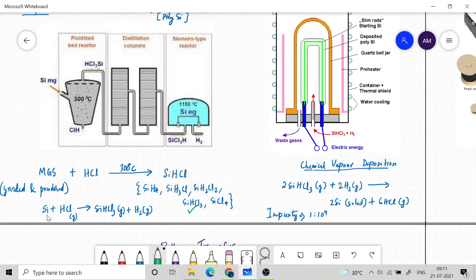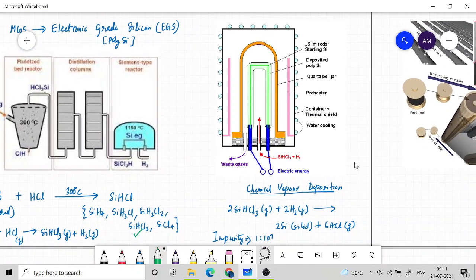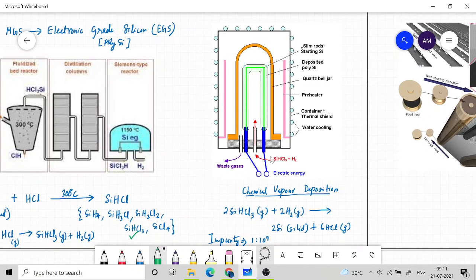So the reaction, you can write it as silicon plus HCl ultimately giving you SiHCl3, which is in gaseous form, and then plus H2. Which is then condensed and taken out, or distilled and taken out, and that is what is input to the next reactor, where the next step is going to happen. This is the last, it's called the Siemens type reactor. That is shown in big size on the right side.